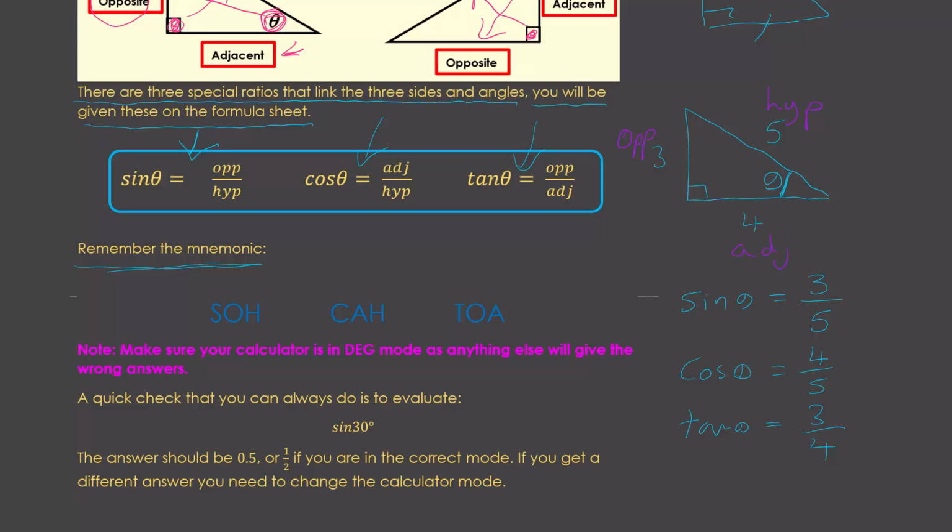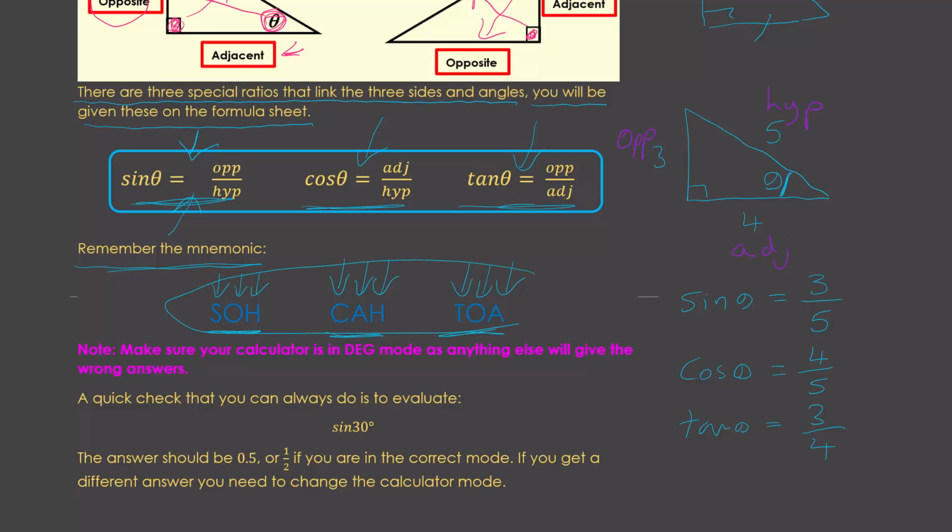Remember the mnemonic. It tells us everything we need to know because the order of the letters helps us remember exactly what happens here. We have SOH, S-O-H, and that stands for sine is opposite divided by hypotenuse. We have the cosine. Cosine is the adjacent divided by the hypotenuse. So the order of the letters tells us everything we need to know about these ratios. The tangent is the opposite divided by the adjacent.